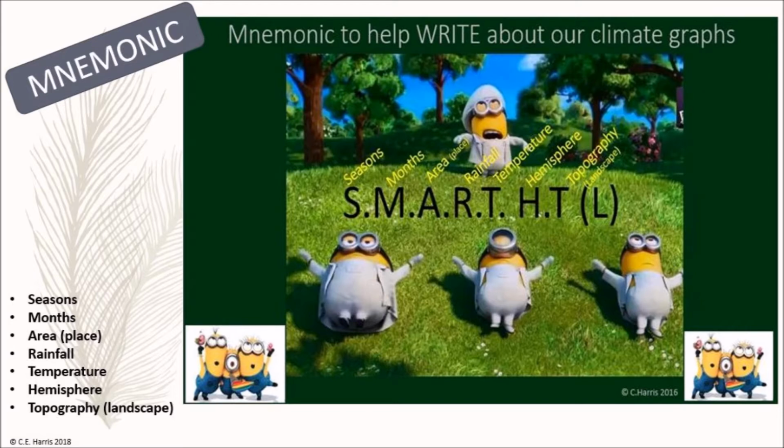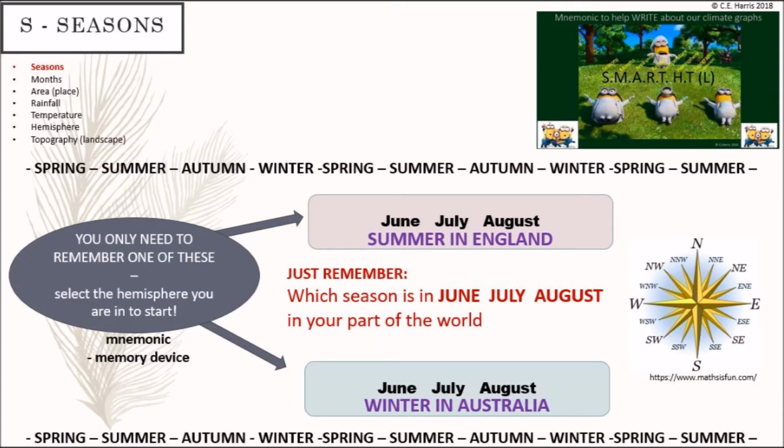SMARTHTL. When looking at the seasons, the starting point that can help you is to think about June, July and August in the hemisphere in which you live. For example, we live in Australia. In June, July and August, Australia is in their winter season. So I will start off with June, July, August being winter.